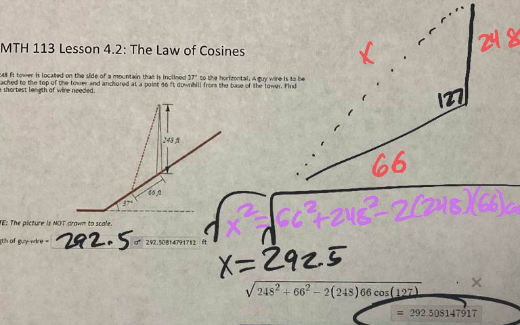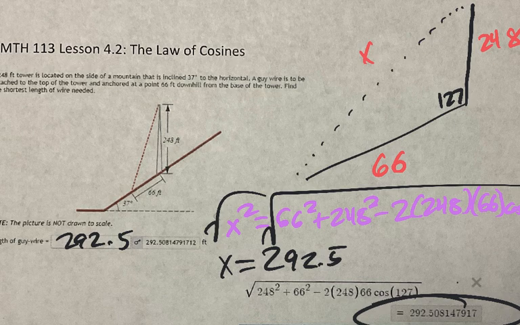Wait, I thought we were supposed to find the area. No, it does not say find the area. It says find the missing side, the guy wire. Area is either Heron's formula or one half A times B times cosine of theta. Does it matter which one it is? One of these has to be A, one has to be B, and it doesn't matter which is which.